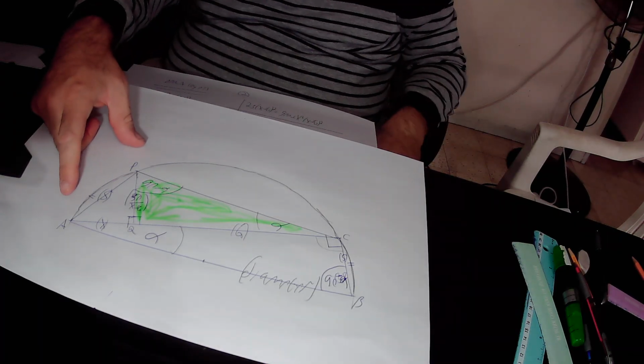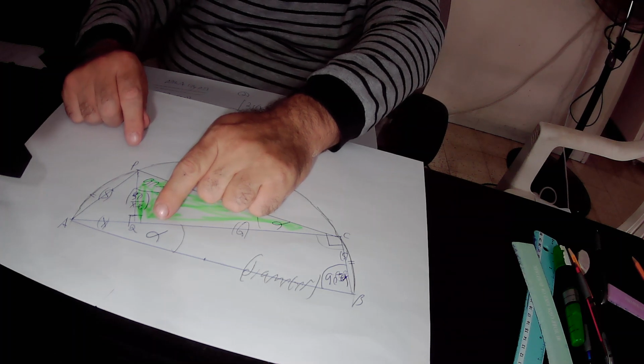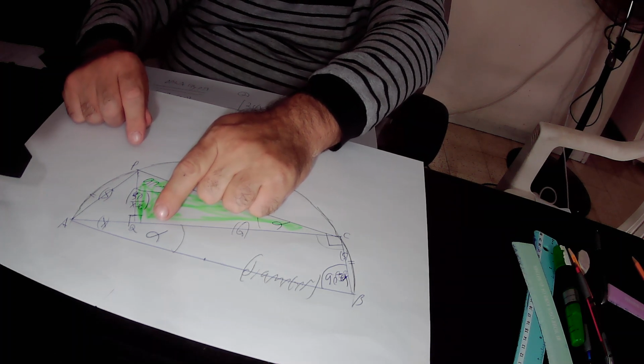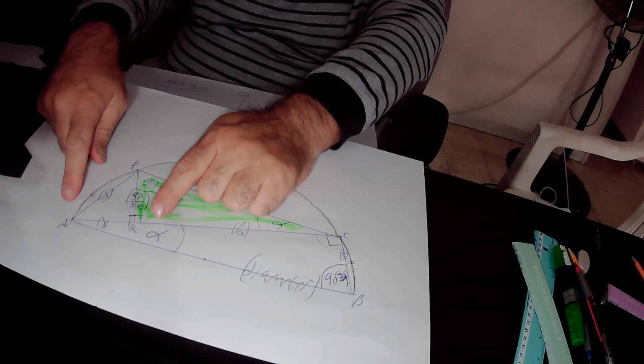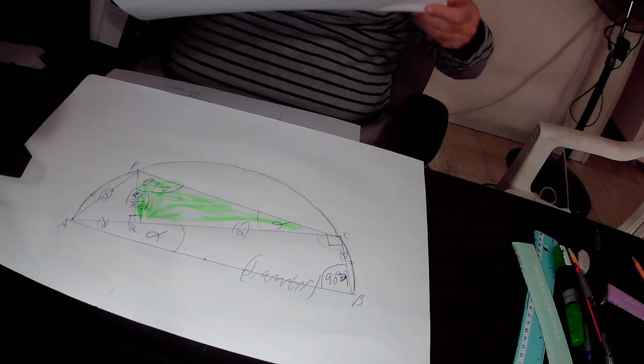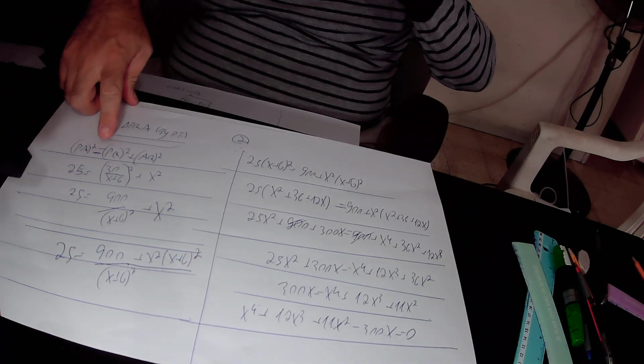PA is 5, therefore PA squared is 5 squared, that is 25, and it equals PQ squared. PQ is 30 over x plus 6, and therefore PQ squared equals (30 over x plus 6) squared, plus QA squared. QA is x, therefore QA squared is x squared. So in total, we found out that 25 equals (30 over x plus 6) squared plus x squared.